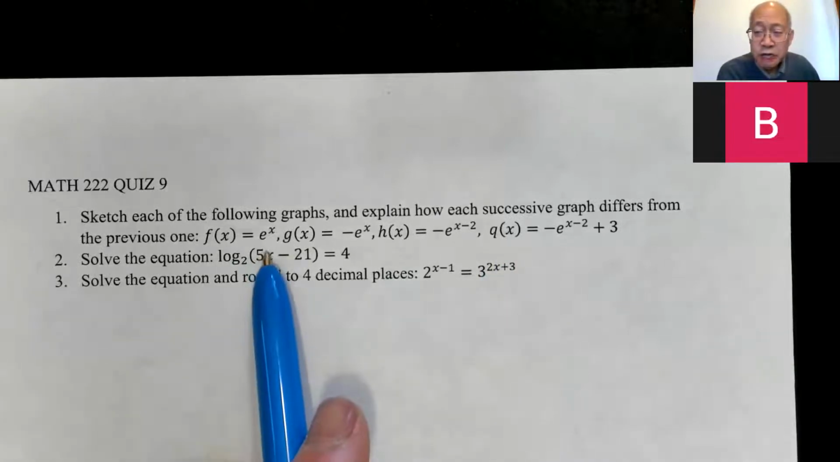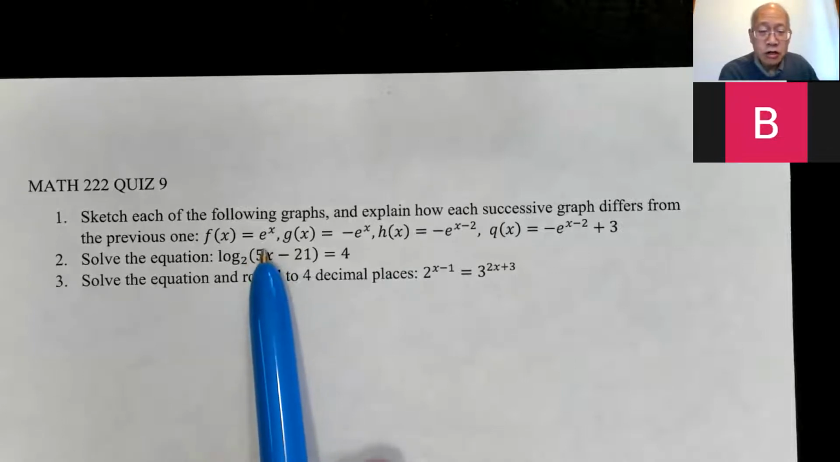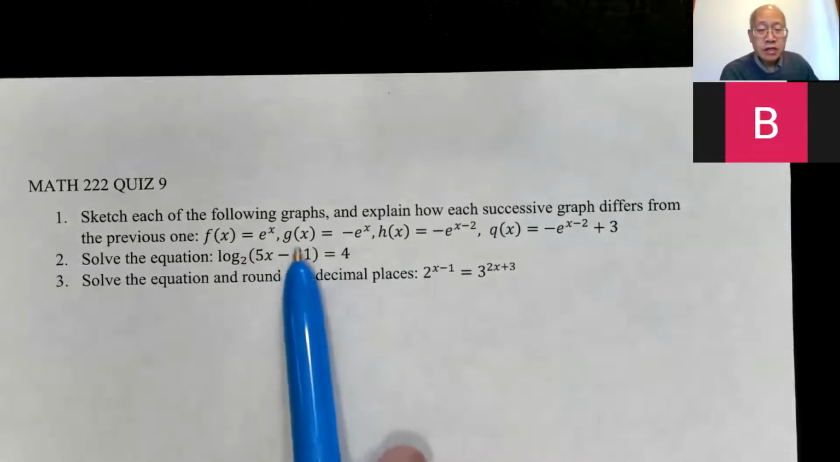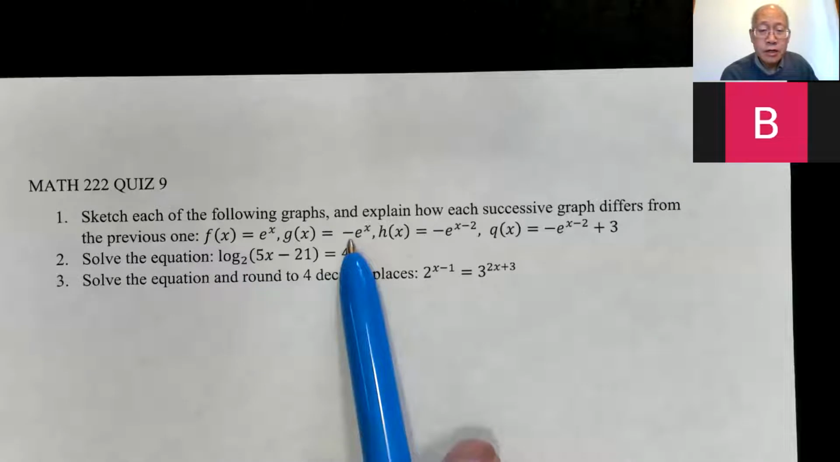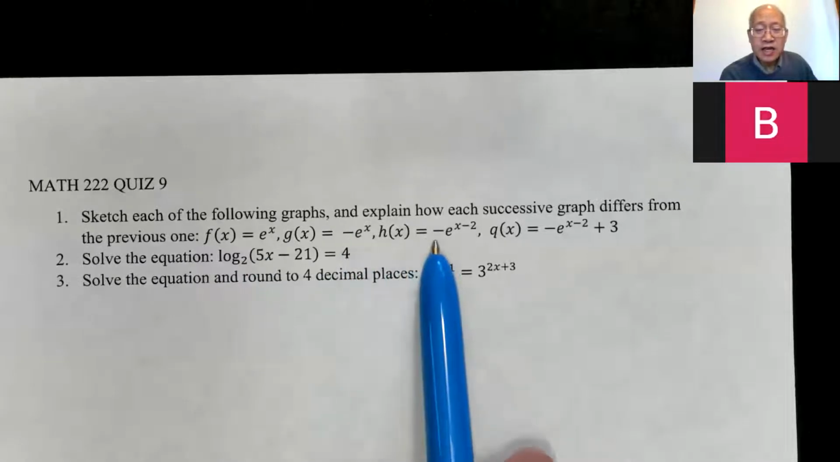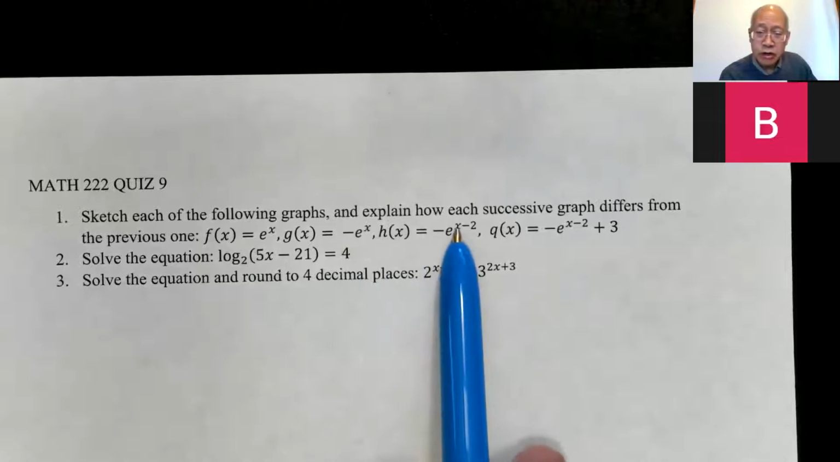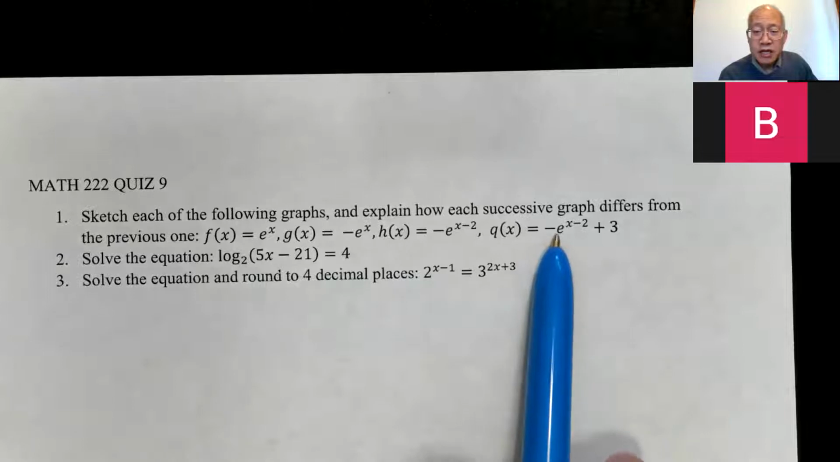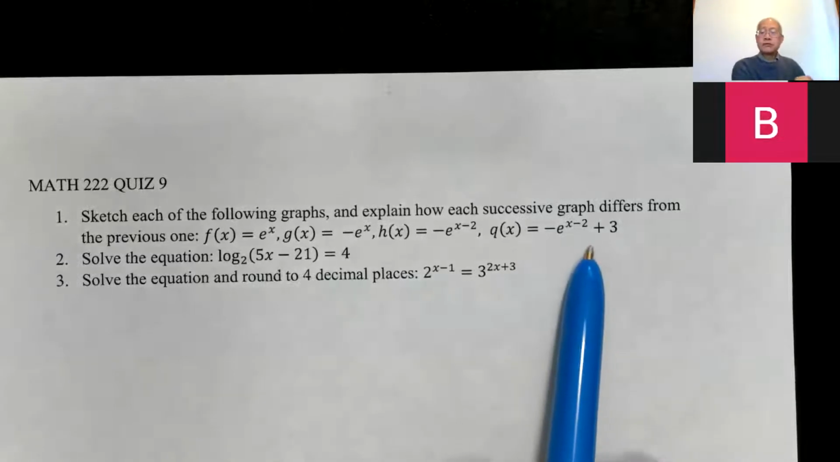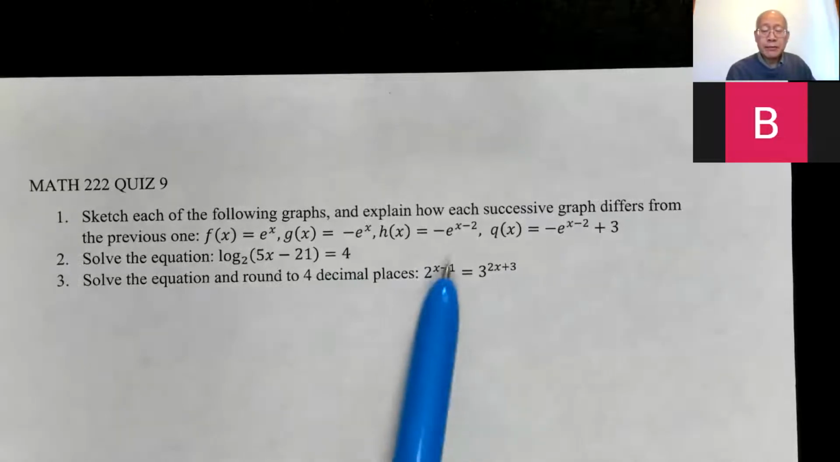Okay, e to the x, your basic exponential function. If you have no idea what it looks like, look back at your notes, look at the text. So g of x is negative e to the x. So what happens when you go from here to here? Then h of x is negative e to the x minus 2. So the x got changed to x minus 2. So what happens there? And then q of x is negative e to the x minus 2, plus 3. Okay, so four separate graphs. And just show what happens.